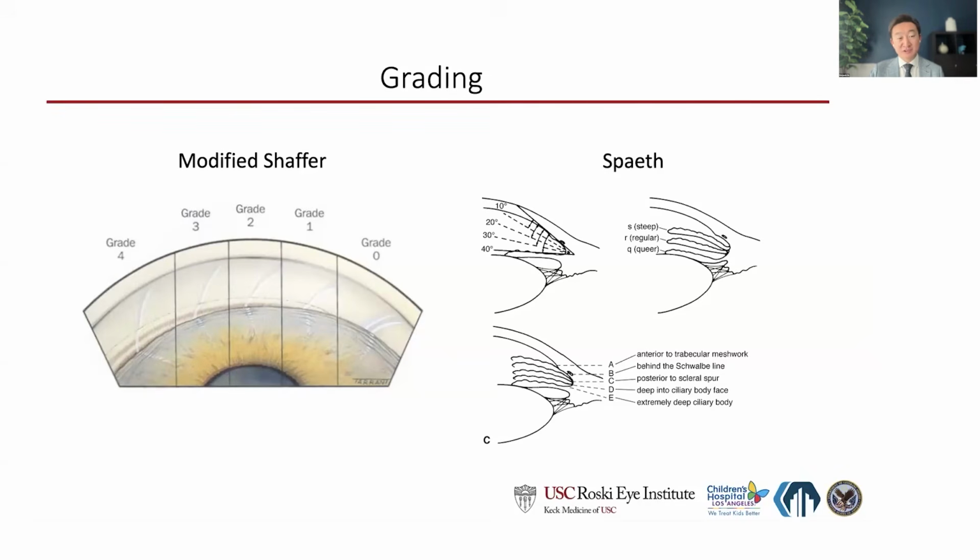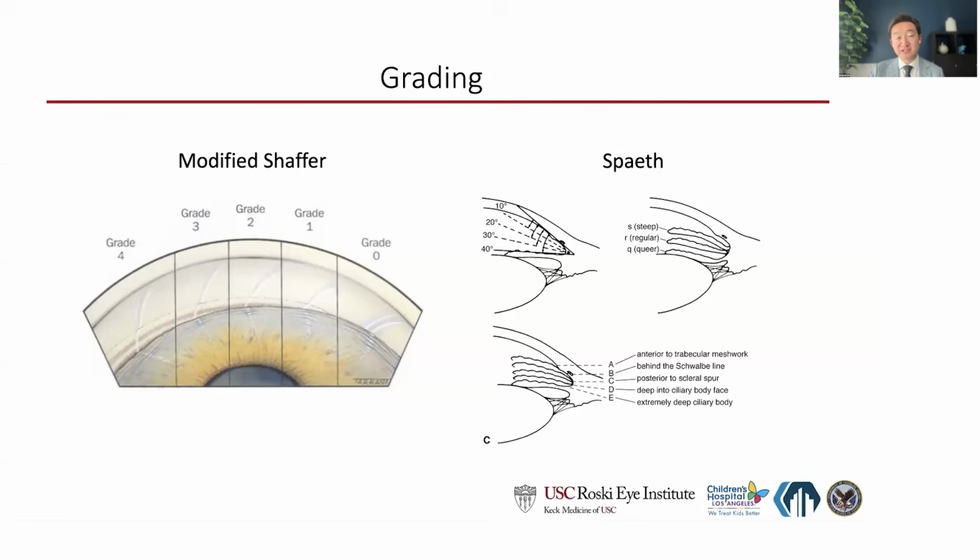Grade 3 is to the scleral spur. Grade 2 is the pigmented trabecular meshwork, and grade 1 is to the non-pigmented trabecular meshwork, and grade 0 is when no structures are visible. And so this becomes a very convenient way of describing what you see on exam.